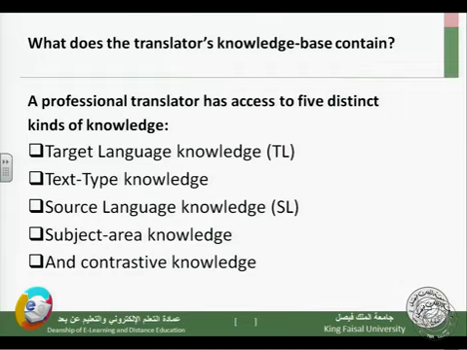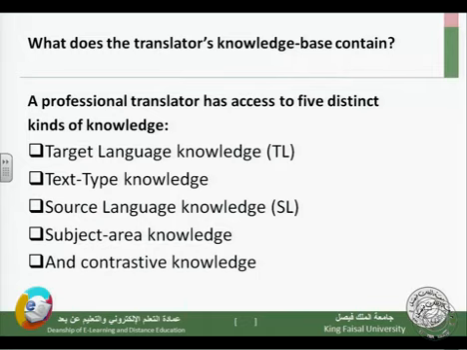Not only that, the translator has to have some knowledge about the subject matter. What are you talking about? Okay, it is literary text, but is it poetry? Is it novel? Is it drama? Or if you are translating, for instance, religious text, is it about the Prophet's life, or is it about fiqh, or about what? You need to have some knowledge of this subject matter.